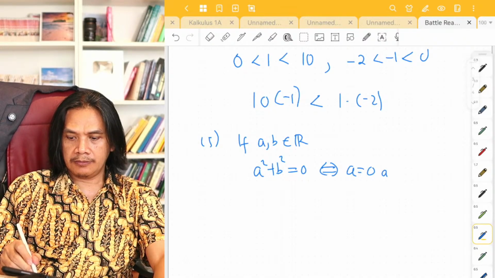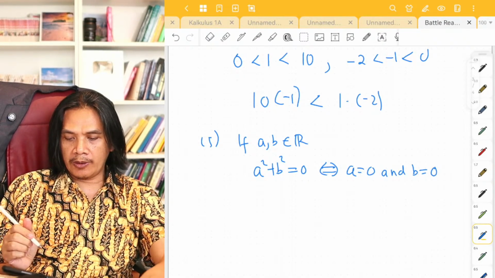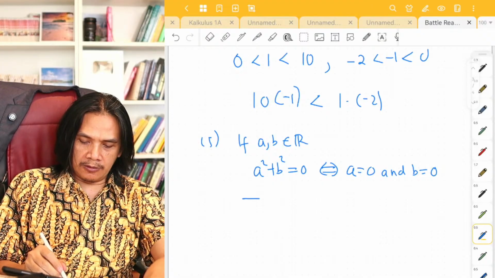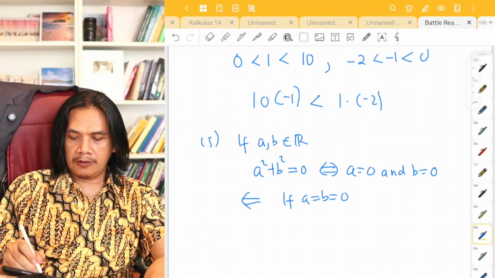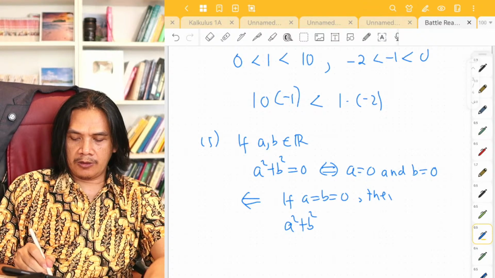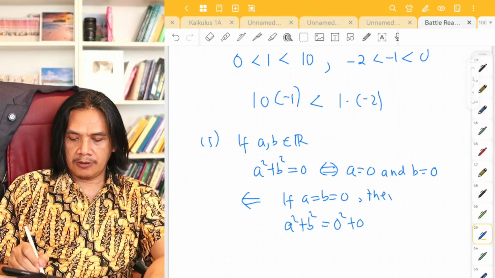I mean, you can do the right side easily. From the right side, if A equals 0 and B equals 0, then A squared plus B squared is equal to 0 squared plus 0 squared, which is 0.